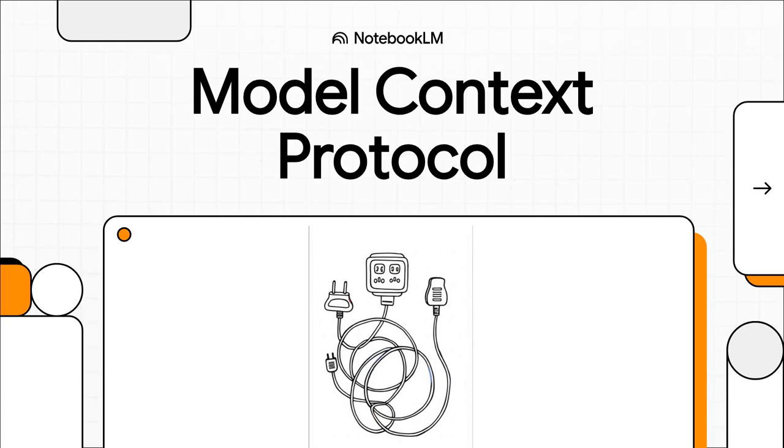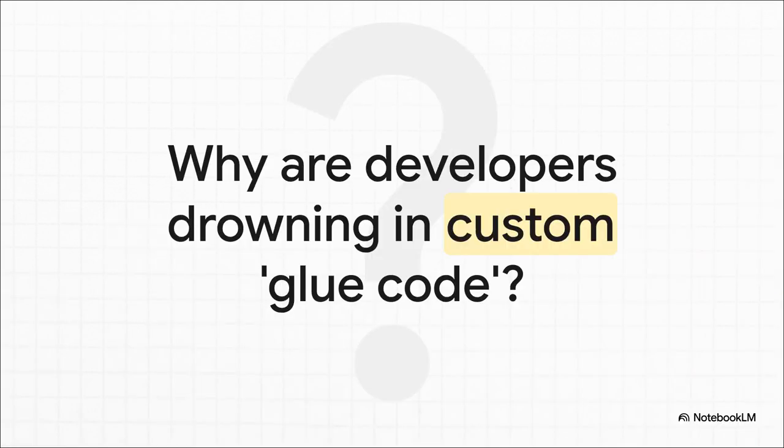Welcome to The Explainer. Today, we're digging into something that could totally revolutionize how AI apps get built. It's called the Model Context Protocol. So, is this the real deal or just another flash in the pan? Let's get into it. So, why are we even talking about this?